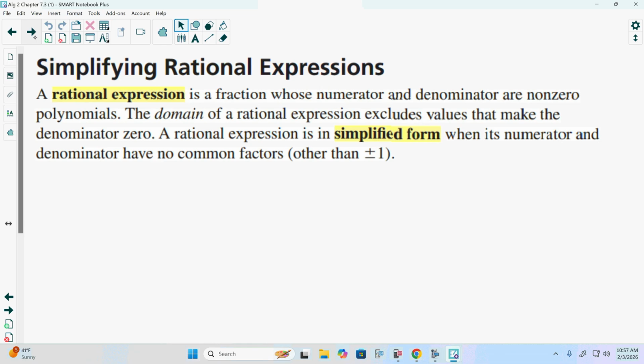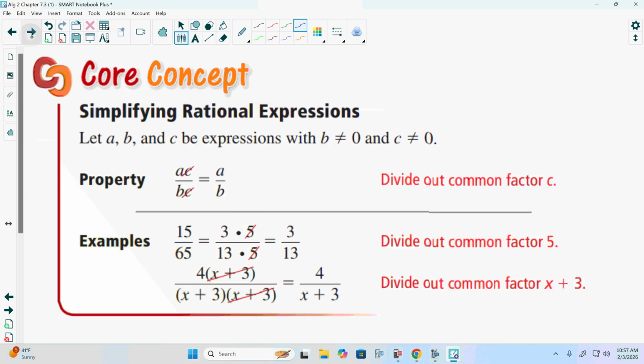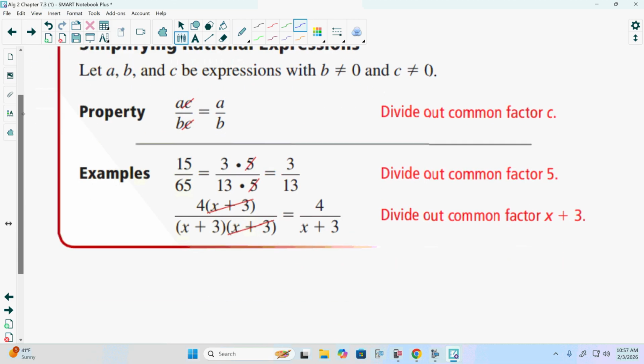Really all this is saying is that leaving your answer as 8/6 is not going to work because there is a common factor of 2 on top and bottom. It has to be reduced out. If there's an expression in common on top and bottom, it has to be reduced. So the property here, AC over BC, since C is in common on top and bottom, we would reduce the C out, leaving us with A over B.